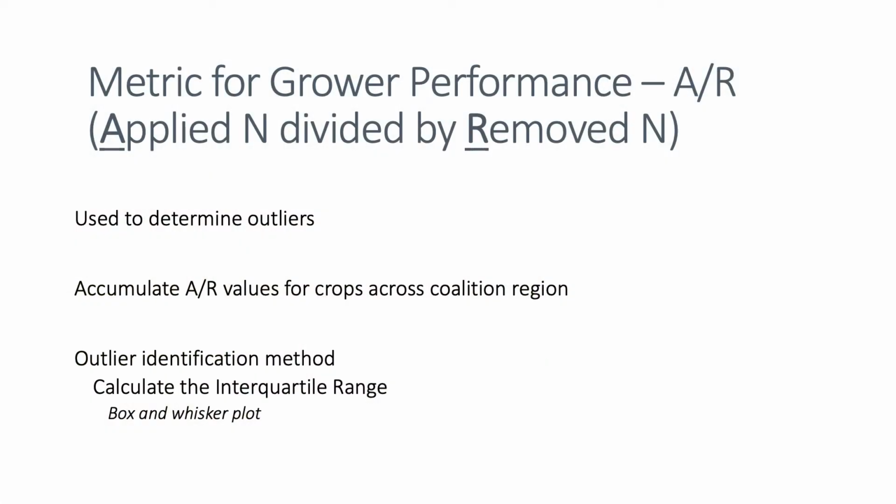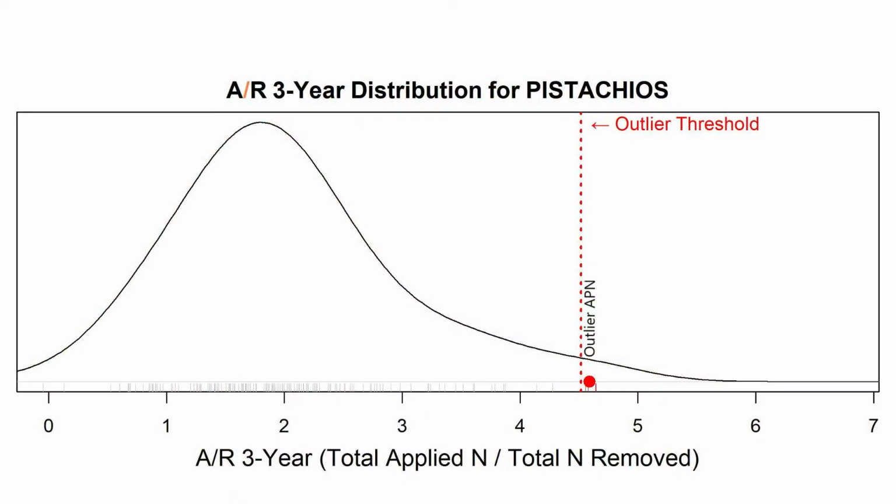The A over R, or the applied over removed, is really considered a metric for grower performance. It's used to determine the outliers, as I mentioned earlier. Those numbers compared over a 3-year period are averaged out to determine whether a field is considered an outlier. As you saw in that earlier graph, we accumulate or average all the A over R's for all growers in a region for the same crop.